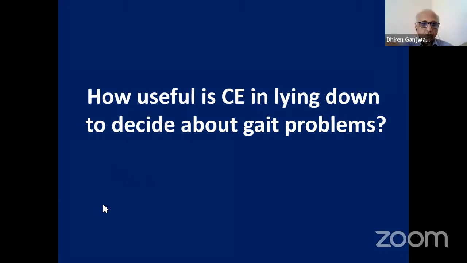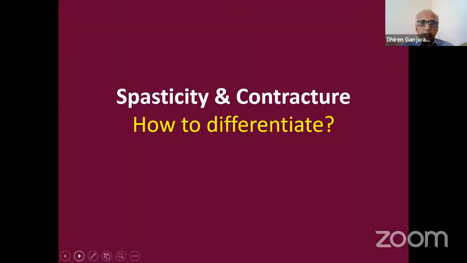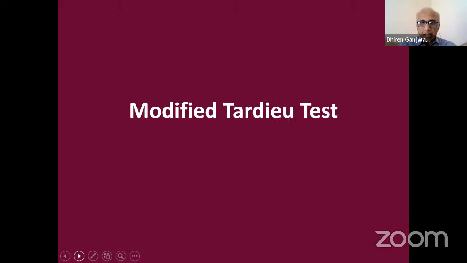Okay, thank you. So let's move on to the next point, which is very important: differentiating between spasticity and contracture. Before we understand any clinical examination, we always have to understand that in cerebral palsy, there is increased tone, or spasticity, which is playing a role. Whatever length we assess on clinical examination has two components: one is contracture and the second is spasticity. So whatever we discuss in the next 5 minutes is applicable to all the tests we are going to carry out. I will tell you about the modified Tardieu test.